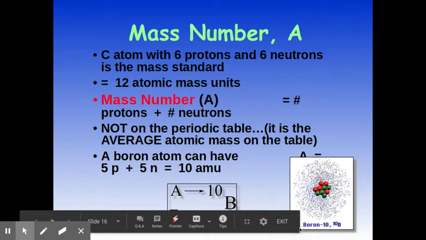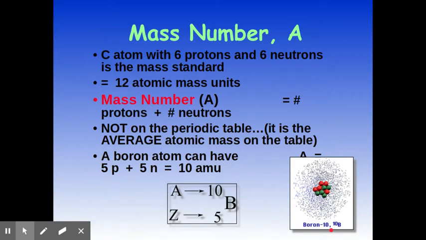If I asked how many protons that has, you would look at your periodic table and say every boron has 5 protons. Then I'd ask how many neutrons it has, and you'd say the mass is equal to protons plus neutrons, so 10 minus 5 gives me 5.